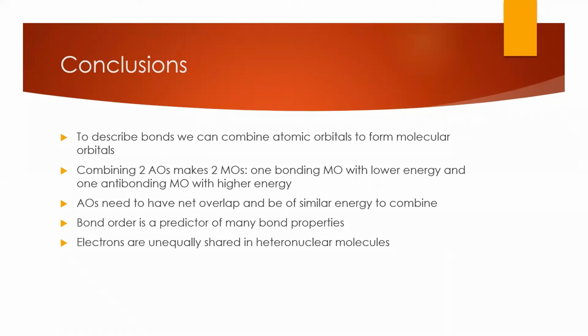And what that means is that the bonding orbitals that are occupied have more fluorine-like character, and the orbitals that aren't occupied have more hydrogen-like character. So the electrons are more around the fluorine than the hydrogen.